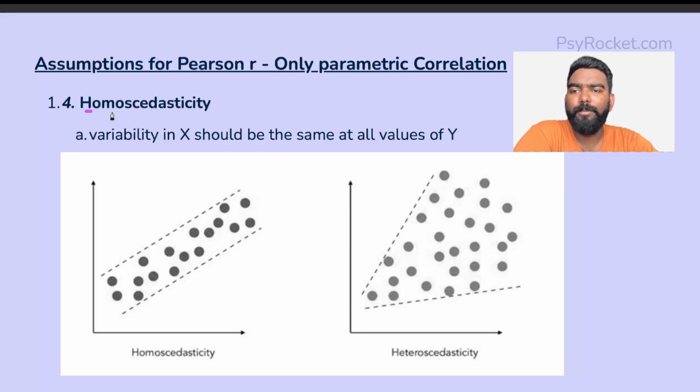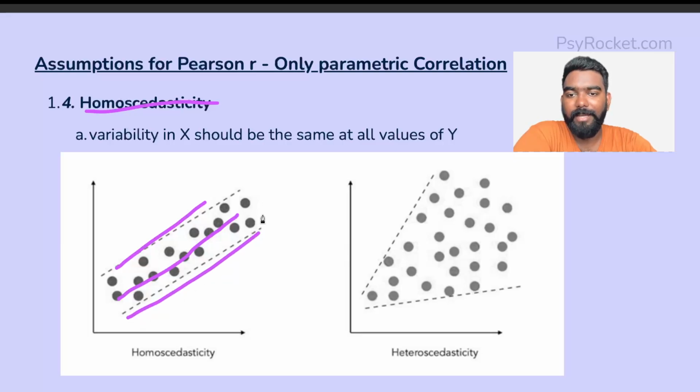And there is something called homoscedasticity. The name sounds very sophisticated and complex, but the concept behind it is very easy. Your scatter plot must look something like this. If you draw two lines within which your entire set of participants would fit, the lines must be parallel enough, which means for every x value the variation in y should be the same. See here the variation is the same, and here also, here also, here also.